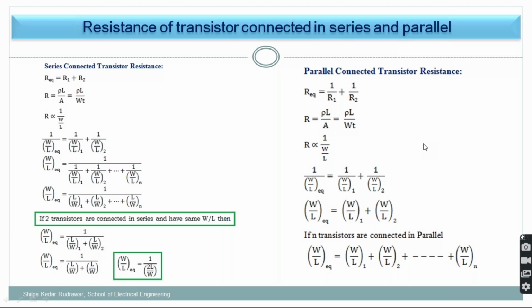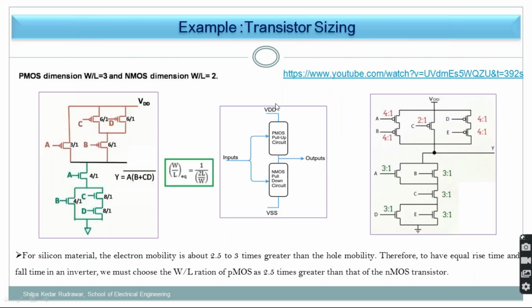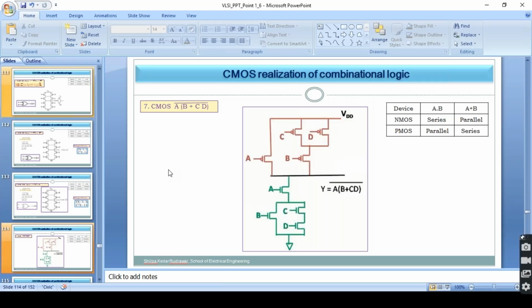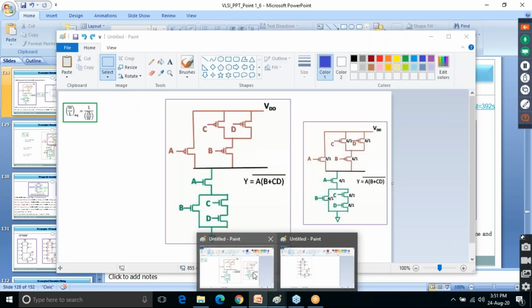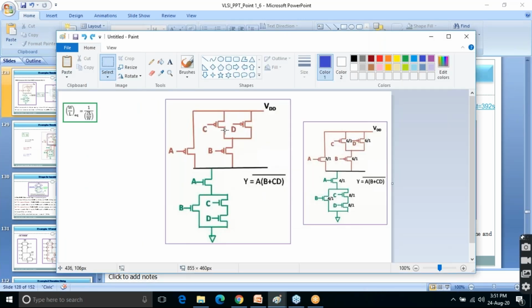Now, PMOS dimension. You need to find the transistor sizing, where the PMOS dimension is given as a W by L ratio of 3, and for NMOS it is given as W by L equal to 2. Now you need to remember this equation. I'm just switching to this diagram, and there is nothing written on it. This 6 by 1 is what I have written because of transistor sizing.